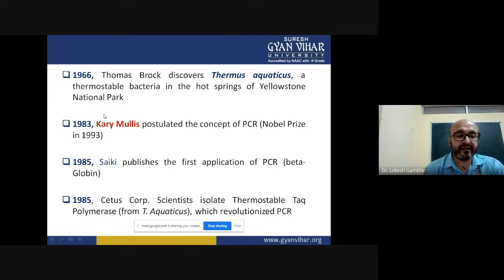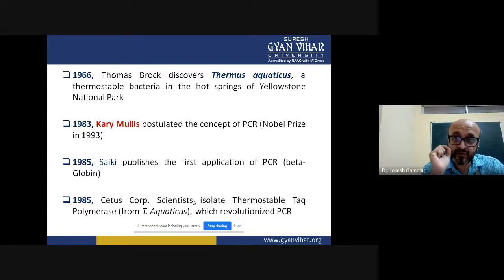In 1983, Kary Mullis postulated the concept of PCR, for which he was awarded a Nobel Prize 10 years after his postulation. In 1985, Saiki published the first application of PCR, in identifying the beta globin gene, and later in the same year, Cetus Corp scientists isolated the enzyme Taq polymerase, which is isolated from Thermus aquaticus.